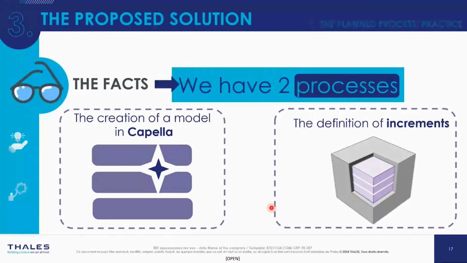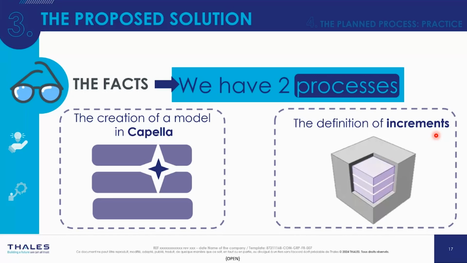So we took stock of the current situation. We have two processes. The creation of a model in Capella. This is the job of the project team. They create a graphical view of the system, which helps to visualize things better. And then the definition of increments. That's where the project manager comes in. They tend to have a more temporal perspective of the project, focusing on timelines and milestones.